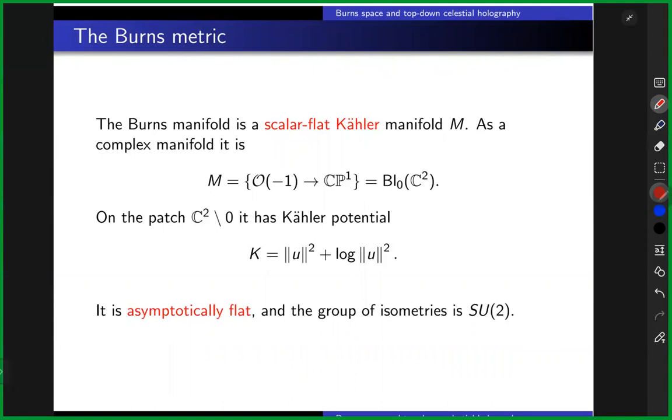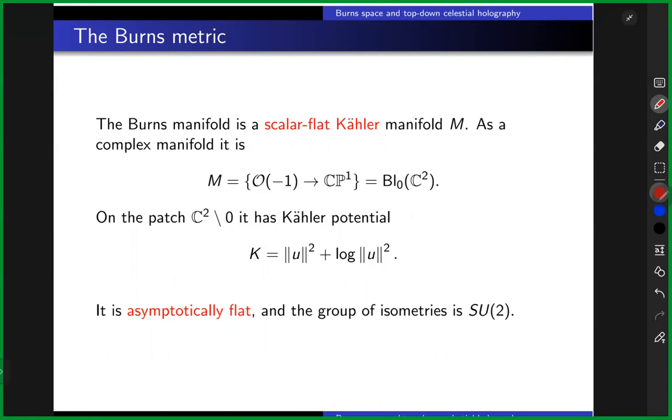And there's this ridiculously simple formula for the Kähler potential. The first term is the Kähler potential for flat space, and then you just add a log of it. Now it's true, but kind of surprising, that this thing satisfies the scalar flat PDE, because the scalar flat PDE is not a simple thing. But if you go through the computation, for some reason it works. So this is some manifold that's asymptotically flat. It has the group of isometries SU2 times U1.